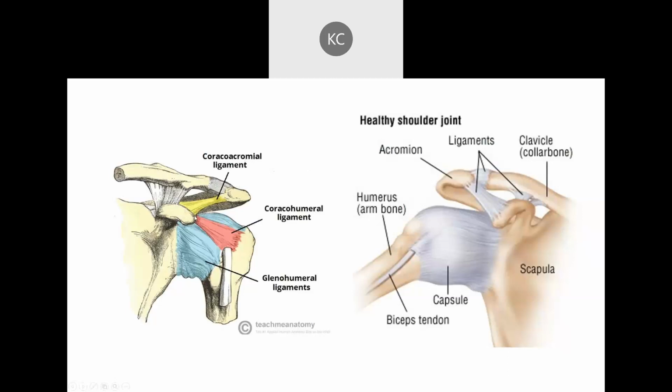Coracohumeral attaches to the coracoid process, coraco, and to the humerus, humeral, and same thing for glenohumeral. Attaches to the glenoid cavity or glenoid fossa, and then over to the humerus here. And you can see some of those right over here as well.